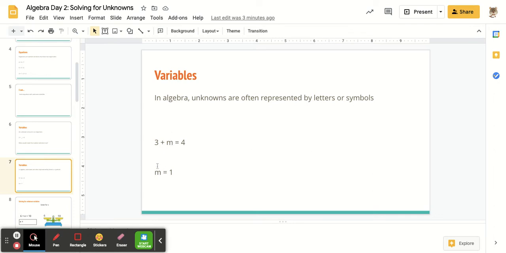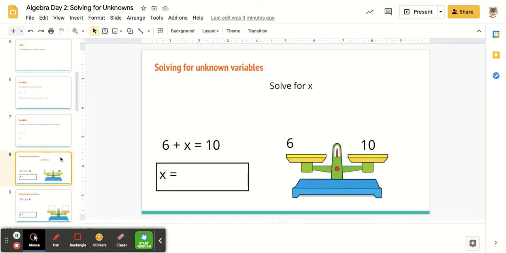So in this case, we add one more, and that means that M is equal to 1. So if we put a 1 here, then we know 3 plus 1 equals 4, and we've balanced our equation. So when you're solving for variables, you need to figure out what that missing number is, and you write down that it equals whatever that number is. So for example, on your first slide, you're going to be solving for x.